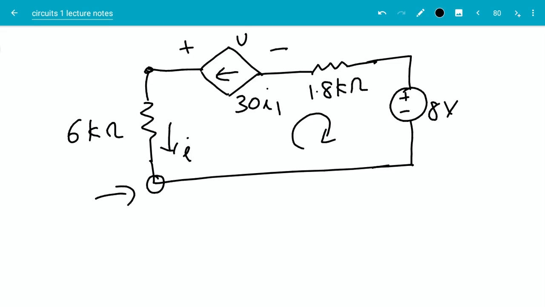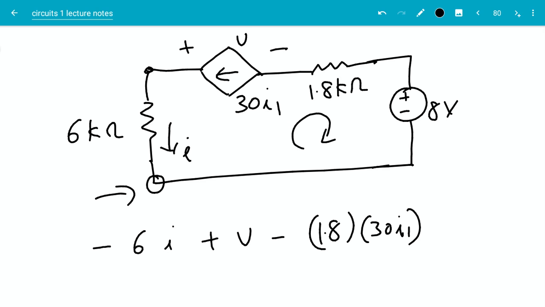So first going up, there is a voltage drop of 6 times I from top to bottom. So there is a voltage increase of 6 times I from bottom to top. Plus there is a voltage drop of V. Plus there is an increase of 1.8 times 30 I1 across the 1.8K resistor. Plus there is a drop of 8, that should be equal to 0.